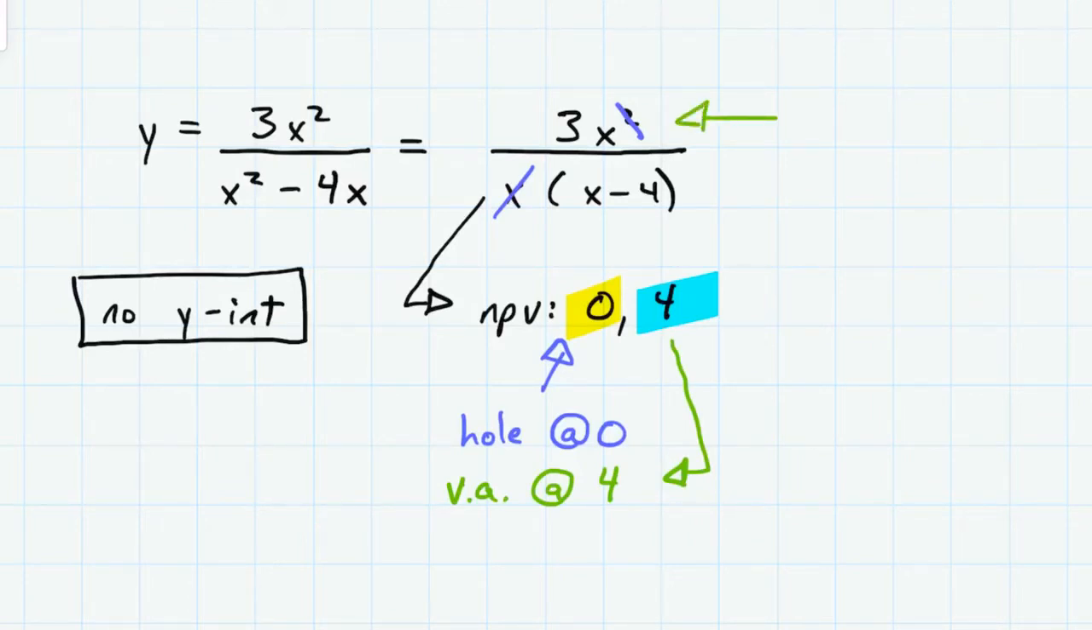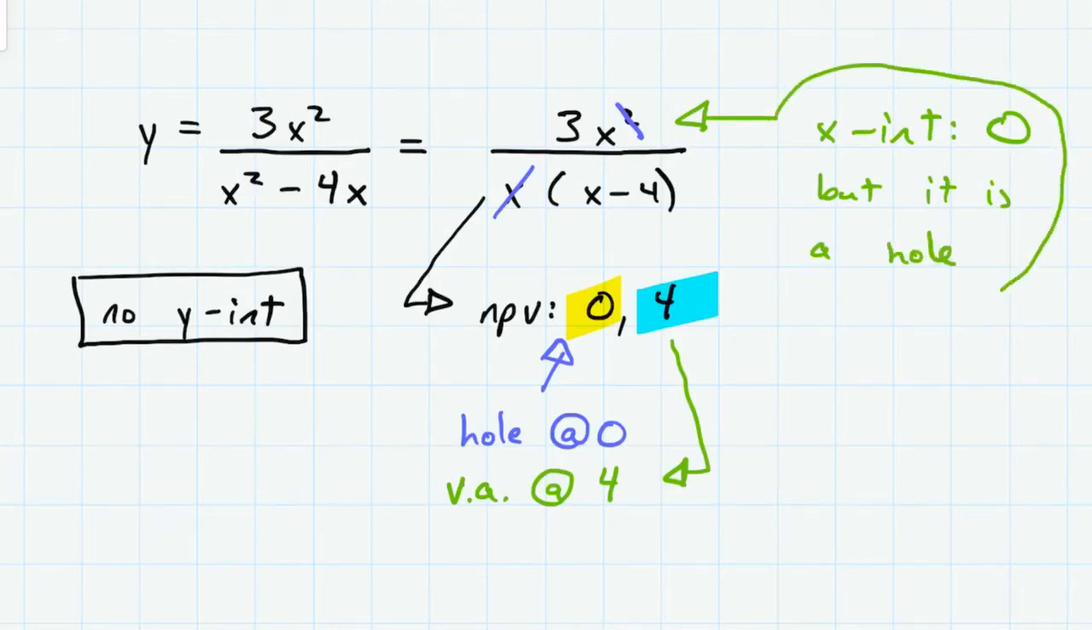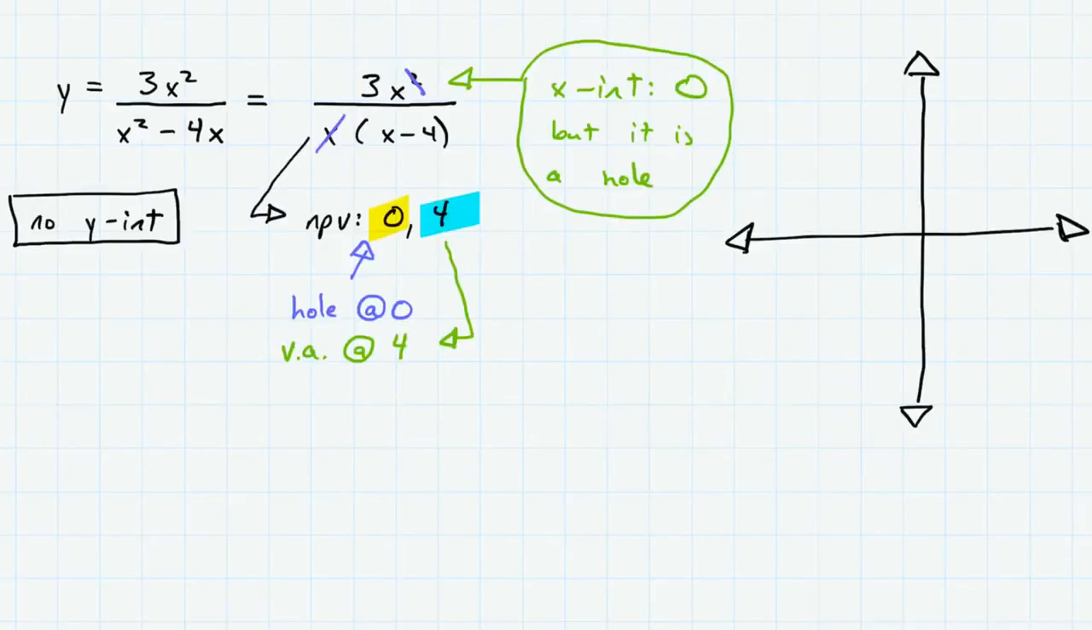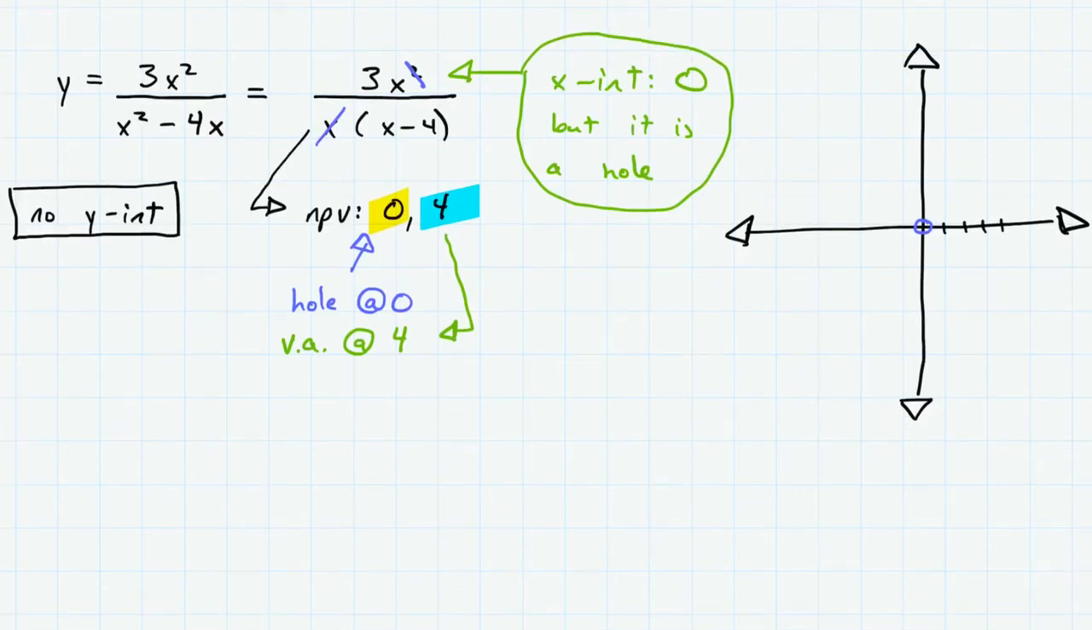The other thing is, because there's a 3x up top, well, 3 times 0 is 0. So usually you think that x-intercept is 0, but it's a non-permissible value. It's a hole. Holes or discontinuities always win. So we got two discontinuities on this, and that's it. We got no y-intercept, and there's no x-intercept. So at 0 is the hole, and then at 4, I'm just going to dot in the asymptote.